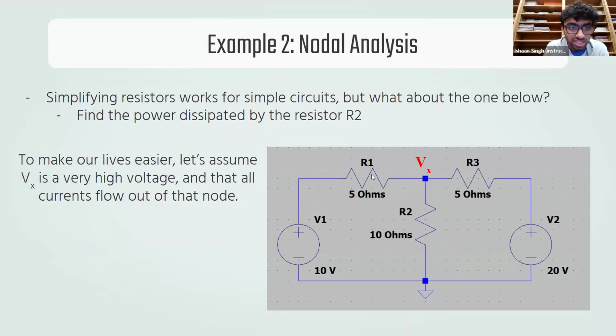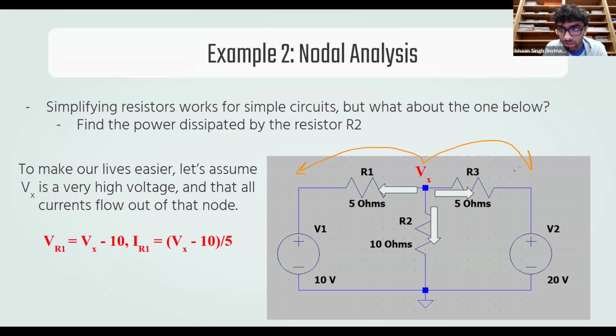So to make our lives easier, let's assume Vx is a very high voltage and that all currents flow out of that node. So we're going to say Vx is higher than this and current goes in that direction. Vx is higher than that and current goes in that direction, and Vx is higher than this and current goes in this direction. That may not actually be true. And if it isn't true, then we'll just get negative numbers and that's fine.